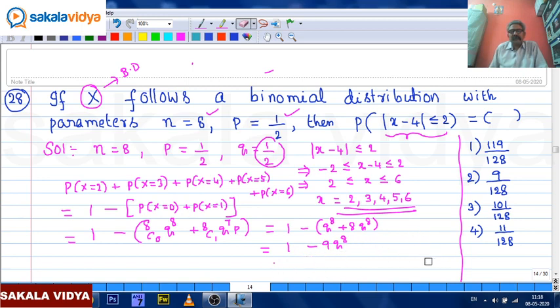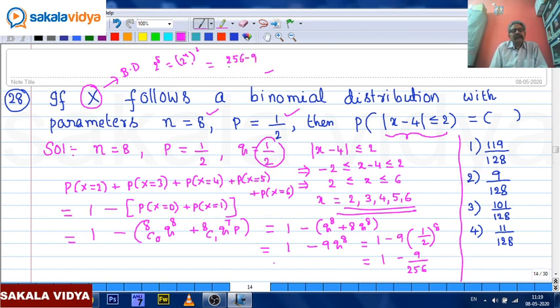So let us check the steps once again. This is 8 C naught q power 8 plus 8 C1 q to the power of 8 minus 1, 7, and p. Write p is equal to q, so q power 8. This is 9 q power 8. So this equals 1 minus 9 into 1 by 2 power 8. So 1 minus 9 by, what is 2 power 8? 2 power 8 is equal to 2 power 4 whole square, okay, 16 square, 256 only. So this will be 256 minus 9 by 256 I will be getting. So you simplify this one, okay.